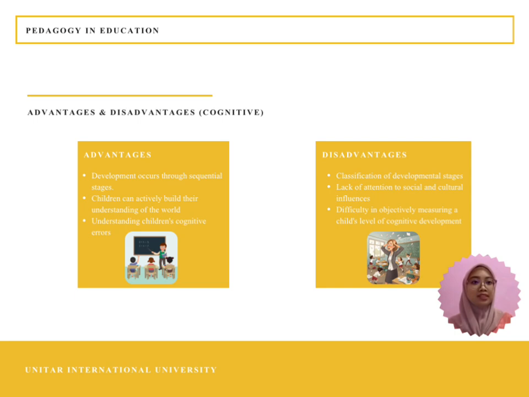The second one is lack of attention to social and cultural influence. In this theory, it doesn't prioritize social interaction. The third one is difficulty in objectively measuring a child's level of cognitive development. When measuring a child's level of cognition, it can be slightly different because of how the tests are made and what kind of language is used.